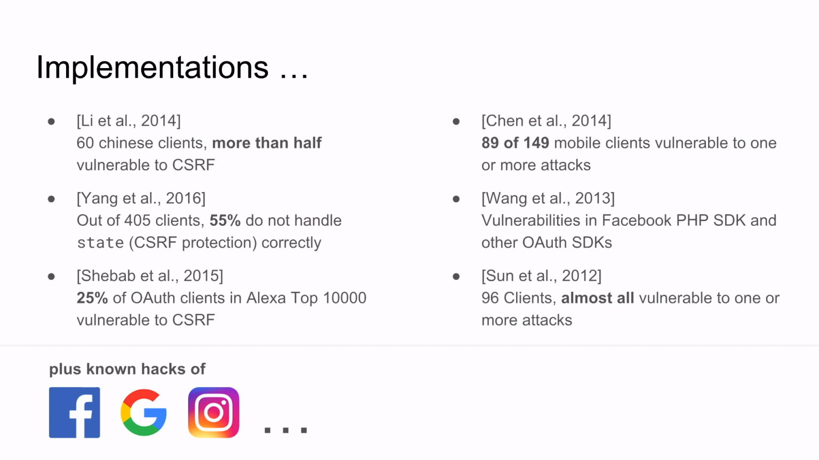Also, there have been vulnerabilities even in official SDKs, for example, by Facebook. And of course, in the beginning of the year, you might have heard about the big Facebook hack. That was essentially also caused by an OAuth implementation bug. Okay, so implementations have a lot of flaws. But what if you have an excellent implementation? If you follow RFC6749 and all the others perfectly, is it secure then?